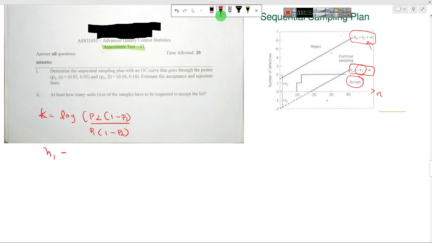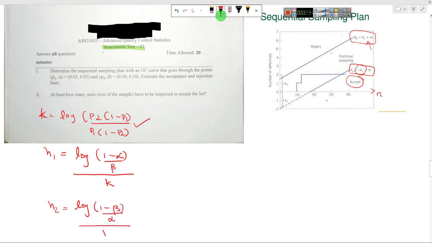Now h1 is equal to log of (1 minus alpha) divided by beta, divided by k. This is the equation for h1: the log value of this ratio divided by k. We should have already found this k value. After that, h2, which is in the equation of the rejection line, is equal to log of (1 minus beta) divided by alpha, divided by k.